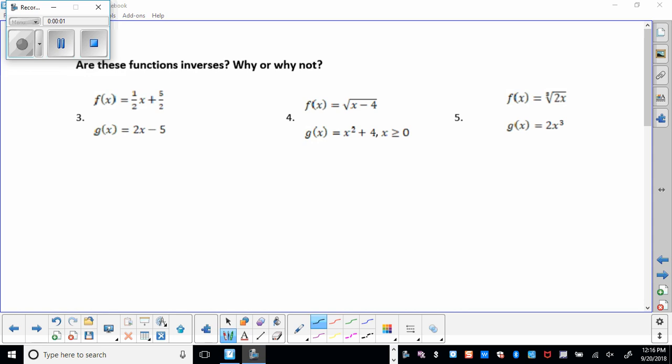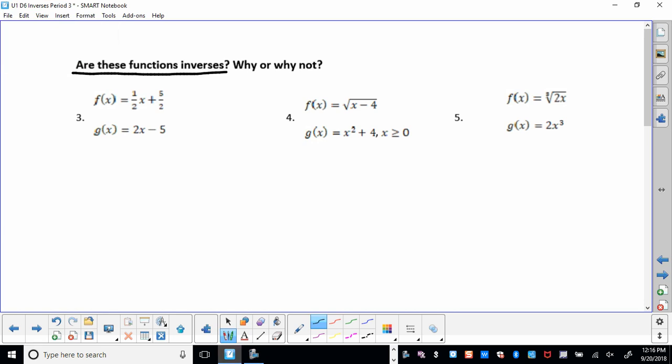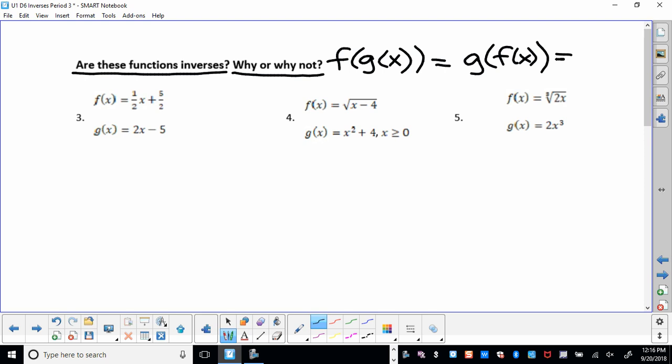The question is, are these functions inverses? And I'm going to prove it, why or why not? I'm going to prove it algebraically. I'm going to show that f of g of x is equal to g of f of x, which is equal to x. I'm going to show that both of those are equal to x. So I'm going to put g inside of f and then f inside of g.